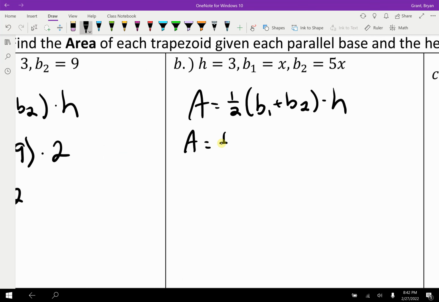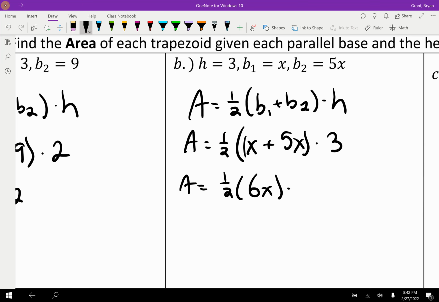In terms of x this time, devious. Who came up with this problem? X plus 5x, and the height is 3. Okay. Well, x has a 1 in front. 1x and 5x is 6x's. Half of 6x is 3x, and 3x times 3 is 9x's. Last one.